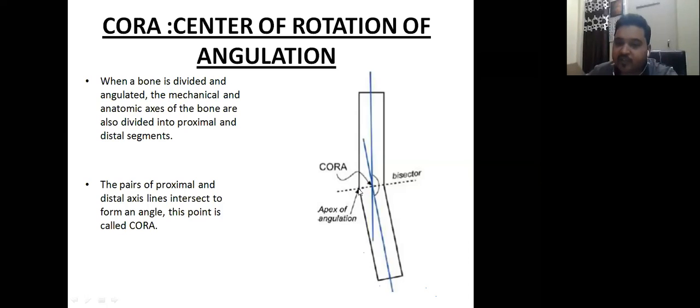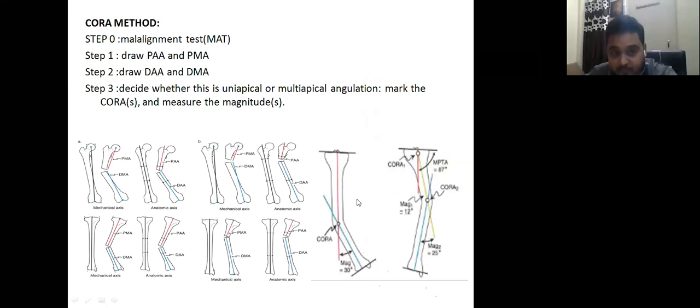The apex of angulation is the point where the maximum angulation of the deformity is. It is called the apex of angulation. Okay, and later I will tell what the bisector line is. But for right now, it is the CORA and the apex of angulation. Next. So how we can quantify the CORA and how to proceed is like step zero.